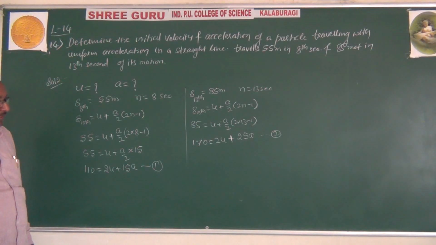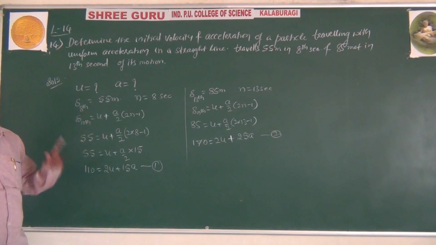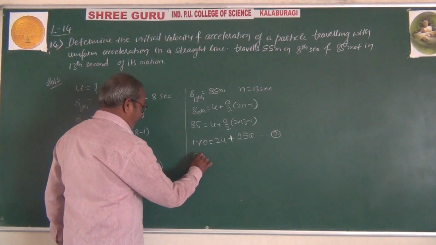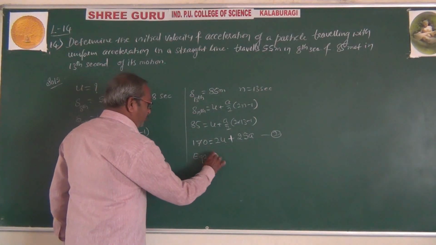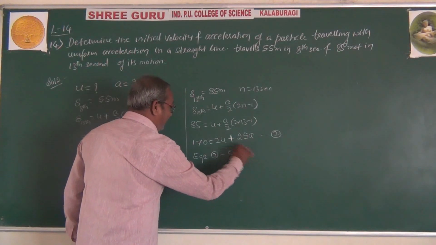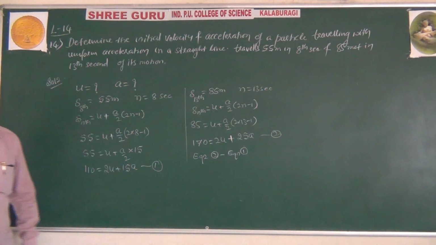Now equation 1 and 2 we have. Use these two equations, first eliminate either acceleration a or initial velocity u. For that purpose here, equation 2 minus equation 1.